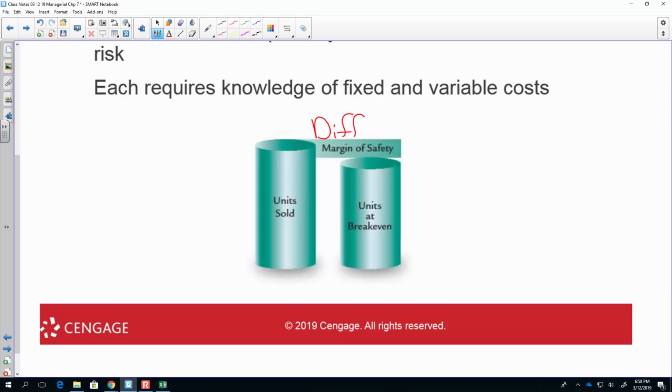Difference is the margin of safety. Simple, simple, simple.